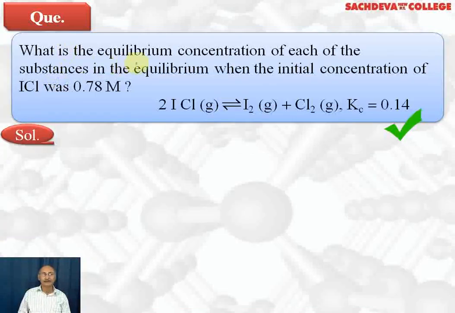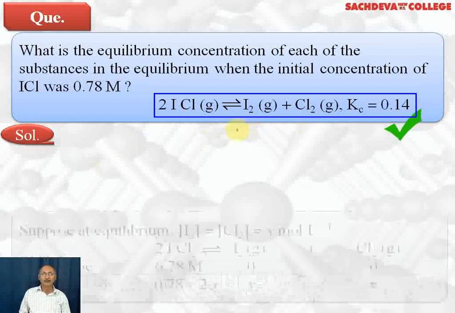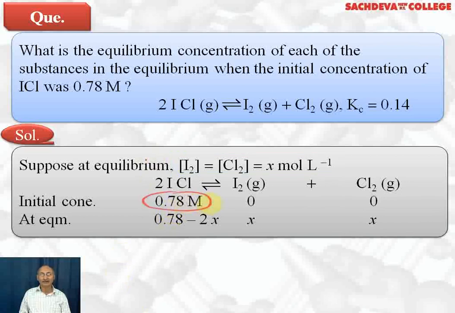Next question: what is the equilibrium concentration of each of the substances in equilibrium when the initial concentration of ICl, iodine chloride, was 0.78 molar? 2 ICl gas gives you I2 gas plus Cl2 gas. Kc is 0.14. Suppose at equilibrium, the iodine concentration is equal to the chlorine concentration, which is equal to X moles per liter. Initial concentration of ICl is 0.78, iodine is 0, Cl2 is 0.